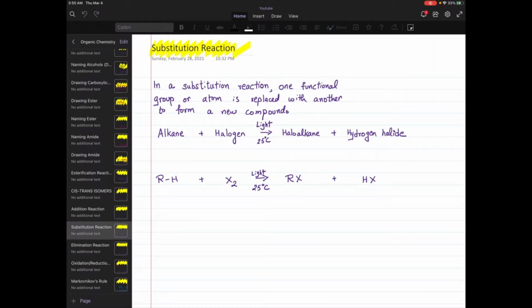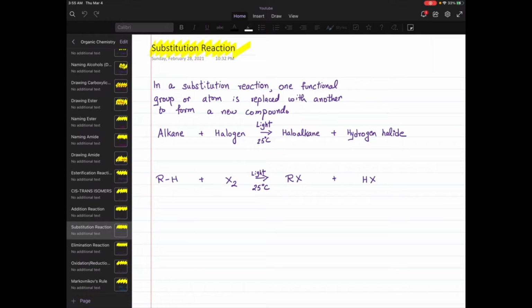Now, a regular alkane will not have any specific functional groups. It will only have hydrogens sticking out from the carbon atoms. And therefore, when we add a halogen to it, it will replace one of the hydrogens in the alkane with the halogen, forming a haloalkane, and also result in a byproduct called hydrogen halide.